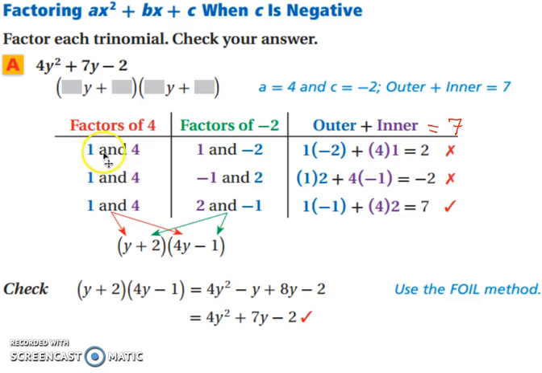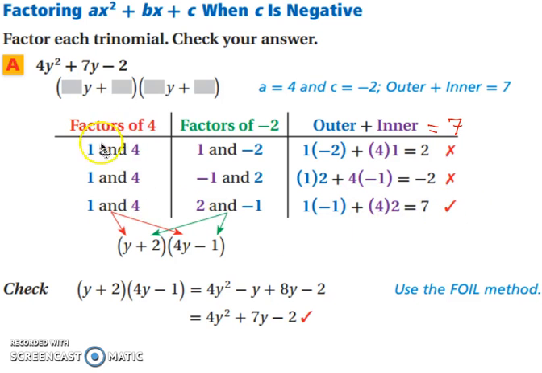Alright, so factors of 4, 1 and 4. And then factors of negative 2 could be 1 times negative 2, because a positive times a negative is a negative. And then you still do the same method. The outside, so 1 times negative 2 is negative 2, and 4 times 1 is 4, so, well, we got 2, not 7. If we try this bottom one, we have 1 and 4, and then 2 and negative 1. So 1 times negative 1 is negative 1, and then 4 times 2 is 8, giving us our 7.